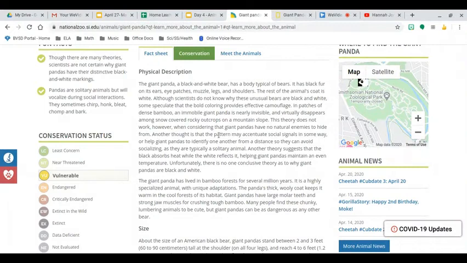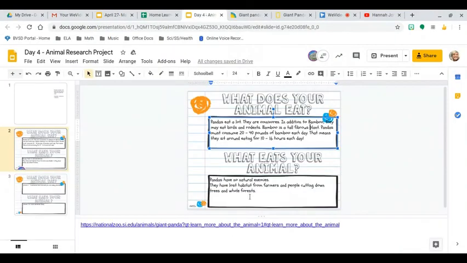Another thought is that the pattern may accentuate social signals in some way or help pandas to identify one another from a distance so they can avoid socializing, as they are typically a solitary animal. So that means that they mostly live alone. Another theory suggests that the black absorbs heat while the white reflects it, helping giant pandas maintain an even temperature. Unfortunately, there's no one conclusive theory as to why giant pandas are black and white. Fascinating.